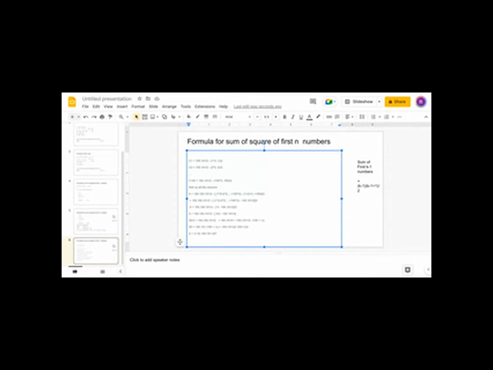Okay, is this clear? How we got this formula for 1 square plus 2 square up to 100 square? Yes, sir. 1/6 into 100 into 100 plus 1 into 200 plus 1.